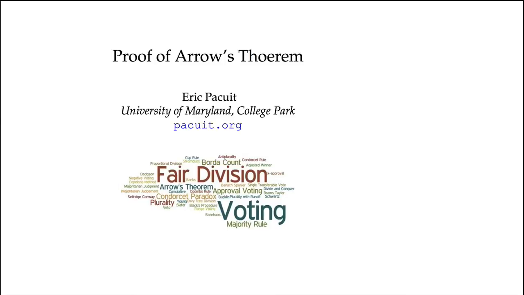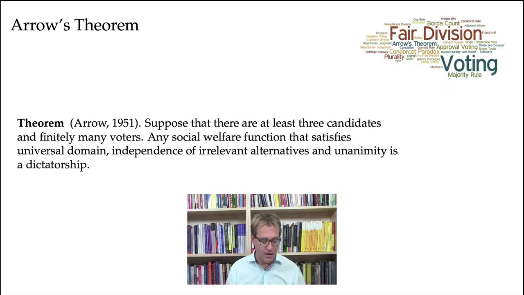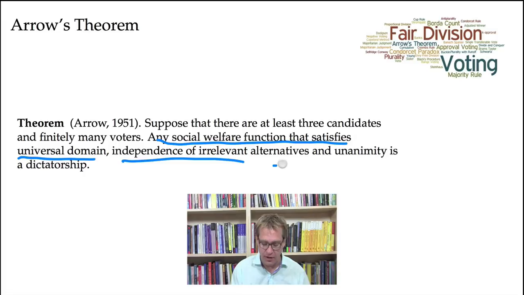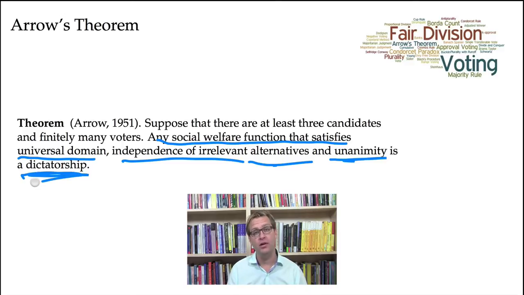In this lecture, I want to look at a proof of Arrow's theorem. As a reminder, Arrow's theorem says if there's at least 3 candidates and finitely many voters, then any social welfare function that satisfies universal domain, independence of irrelevant alternatives, and unanimity must be a dictatorship. I'm going to assume that you're already familiar with these concepts and you know how to go about formalizing them.